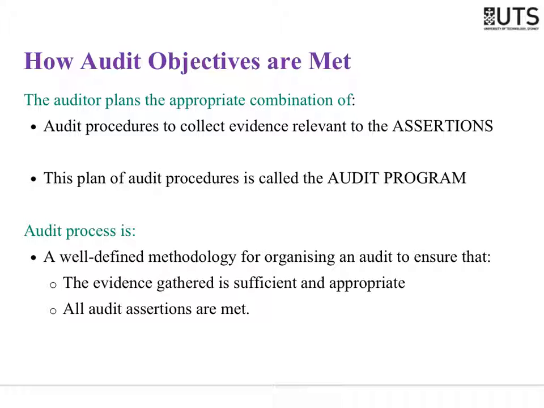All right, last one. How audit objectives are met. All I really want to say here is that what we develop is an audit plan. An audit plan. And what the audit plan does, it basically guides how we're going to do the audit. We set out what procedures are we going to do, who's going to do them, when are we going to do it, how are we going to do them, okay? So that's all I really want to tell you about.